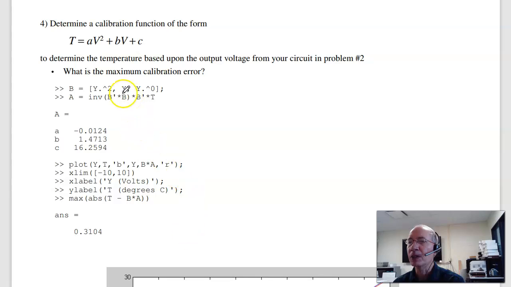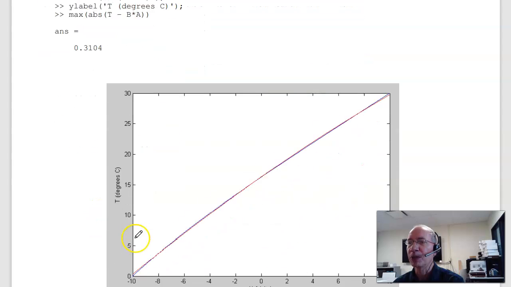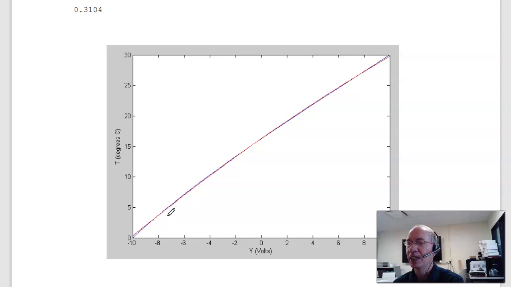If I do a parabolic curve fit, all I need to do is change the basis. Make the basis voltage squared, voltage, and 1. I now have a parabolic curve fit. That's your v squared, v, 1 weightings. Now the error is off by 0.3 degrees. Better curve fit. And you could do 4th order, 5th order, 6th order polynomial. Pick your favorite.